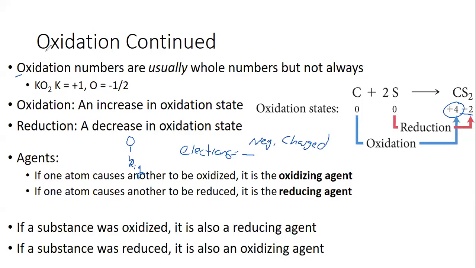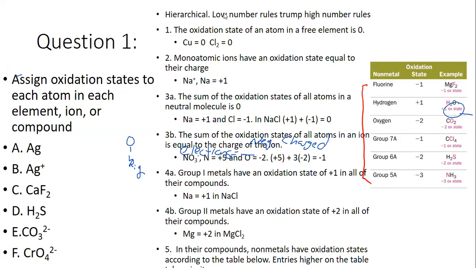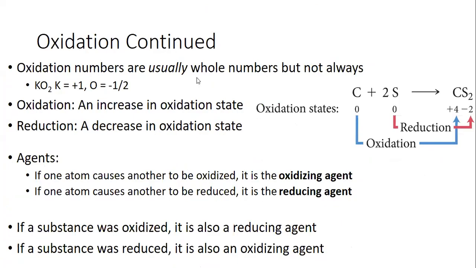What makes O have a half charge here instead of changing K? So remember, our rules go by order of importance, right? So if I just go back to the last slide here, K is a group one metal. So that's 4A, where group one metals are plus one. Oxygen being minus two is rule 5. So 4A is higher than rule 5. So K being plus 1 is more important than oxygen being minus 2. So we change the oxygen instead of the potassium. That's why we change oxygen, not potassium. But like I said, that's very rare, and I probably will not test you on that.